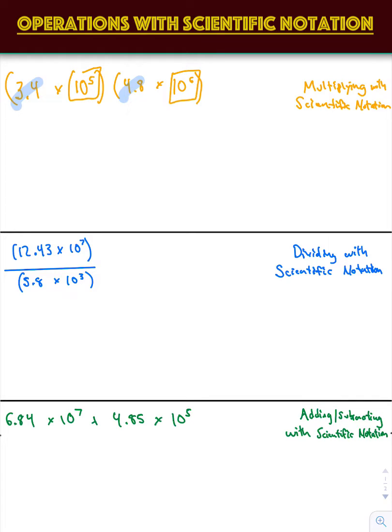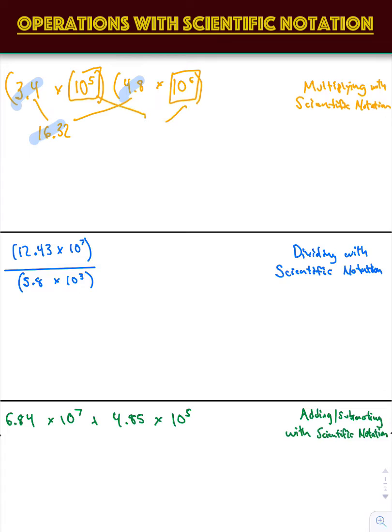The highlighted blue numbers here, the operation is to multiply. So we actually are going to multiply 3.4 by 4.8. When I multiply 3 and 4/10 times 4 and 8/10, I get 16.32 as my answer. Again, that's just these two multiplied together.